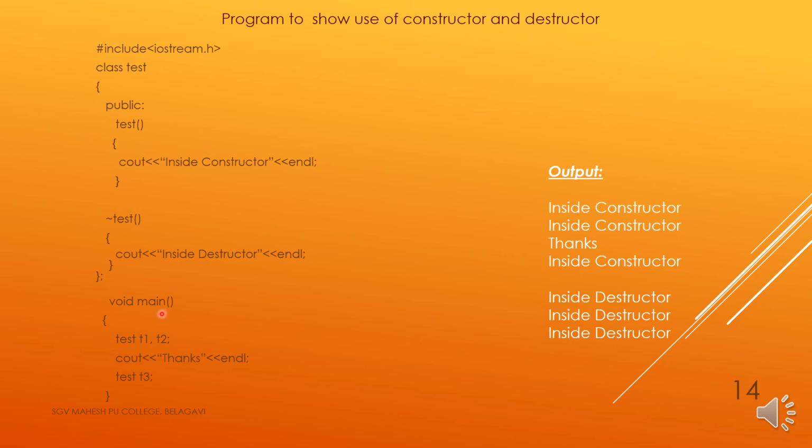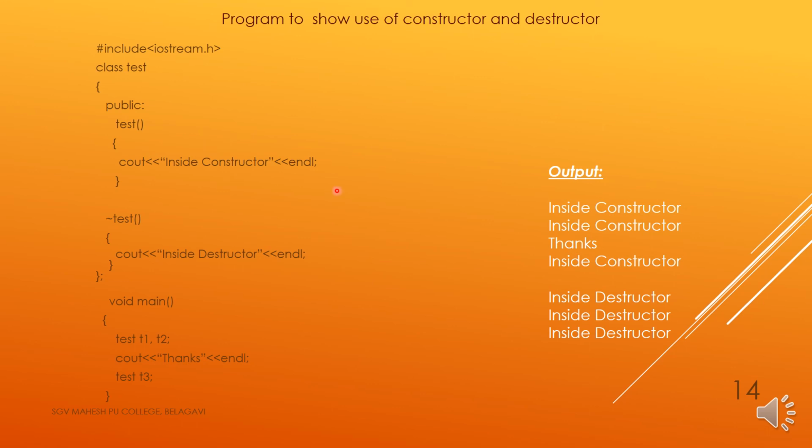Then coming to your main program, I'm going to create objects of type test class: T1 and T2. For T1 I'm allocating different memory, that is test. Then for T2 again you are calling this inside constructor. After that you are going to display thanks. Again, you are creating one more object for class test, t3. So again you are going to call this inside constructor.